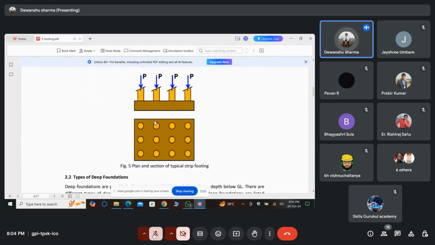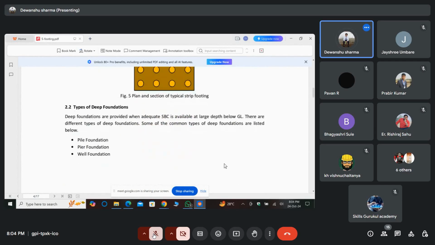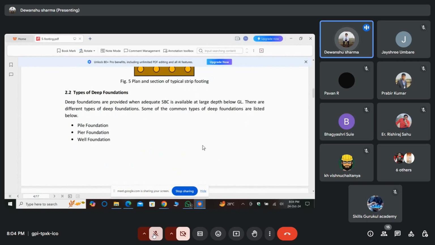This figure also shows multiple columns, and for all columns a single footing is provided. These are all shallow foundations, which means the width to depth ratio is less than 1. Another type is deep foundation.